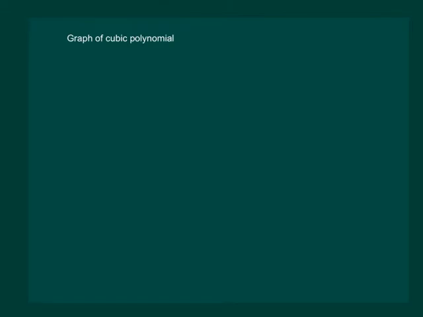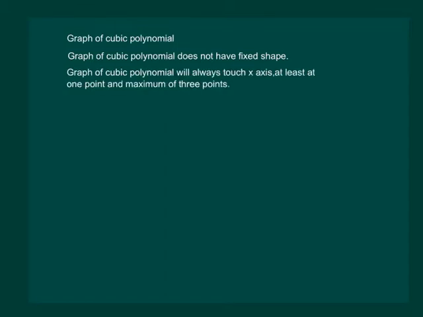We have seen that the graph of a quadratic polynomial is always a parabola, either opening upwards or opening downwards. Here we will see that the graph of a cubic polynomial does not have a fixed shape. We will also notice that the graph of a cubic polynomial will always touch the x-axis at least at one point and a maximum of 3 points.